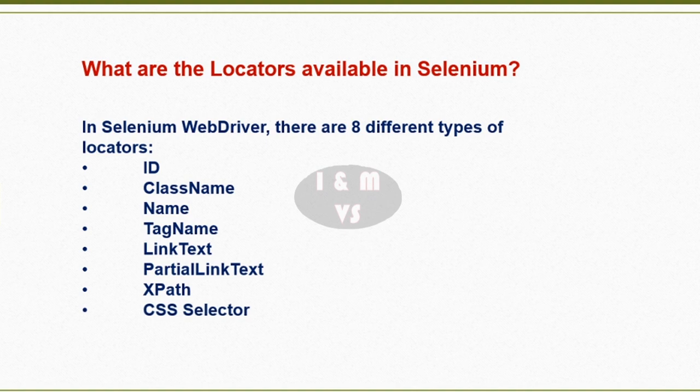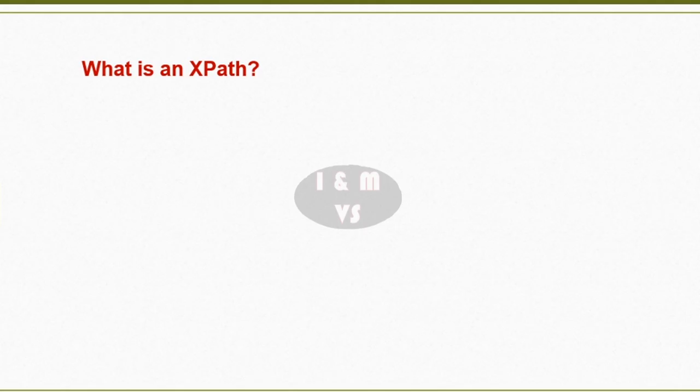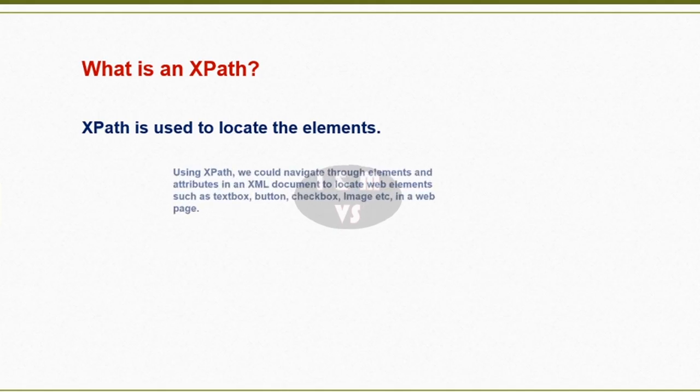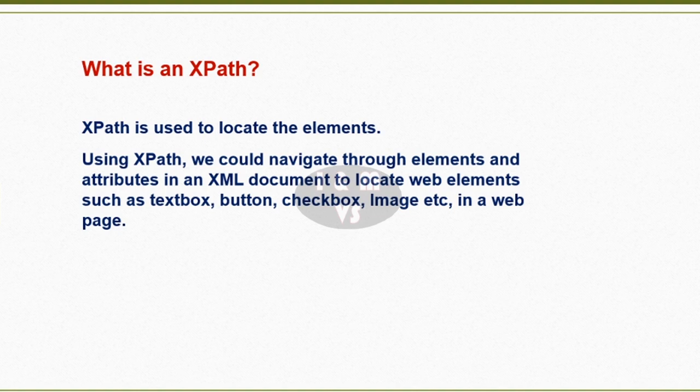Next question is, what is an XPath? The answer is, XPath is used to locate the elements. Using XPath, we could navigate through elements and attributes in an XML document to locate web elements such as text box, button, checkbox, image, etc. in a web page.